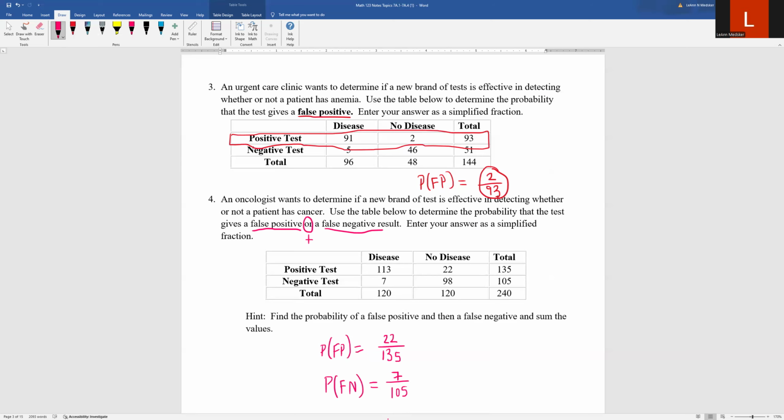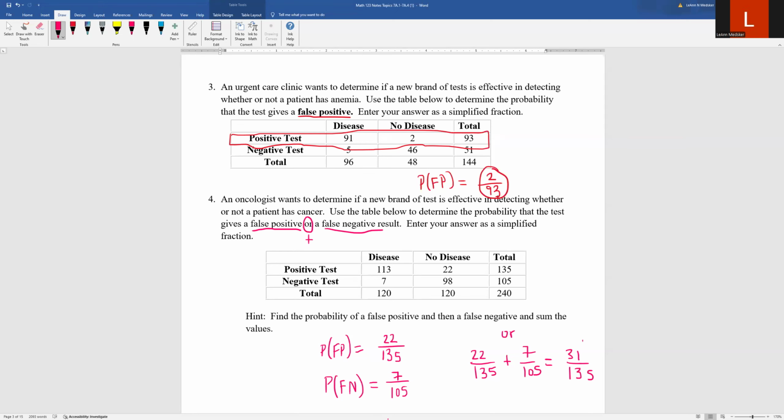So now we're doing the or statement. So or means add. So we would be taking 22 over 135 plus 7 over 105. I'm going to do this on my calculator using my fraction button. So I do 22 over 135 plus 7 over 105. And my calculator, I have the TI-30XS multi-view that we recommended for the class. It tells me that reduces down to 31 over 135.